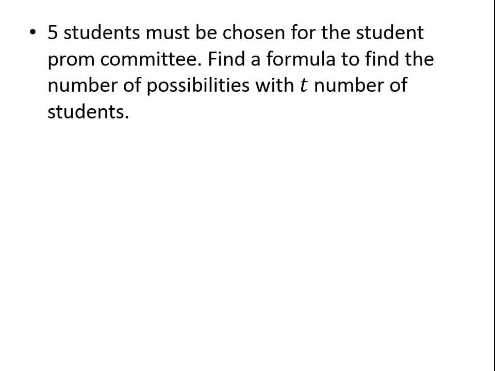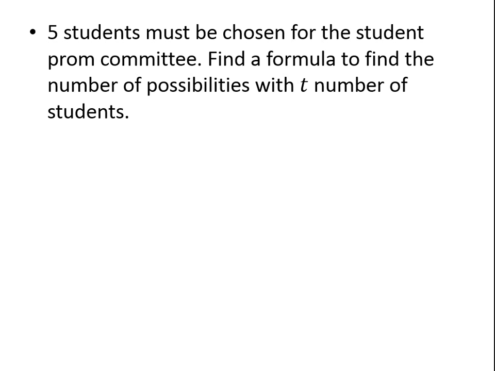Okay, so 5 students must be chosen for a group for a prom committee, and we want to find the formula for how many possibilities there are given T number of students. Basically, we want to make a formula so that we're able to plug in how many students there are year to year. One year there might be 70 students that can do it, the next year 30, the next year 120. So you see how that T could change year to year, and we want to see what the combination is. We'd have to figure out what that formula would be.